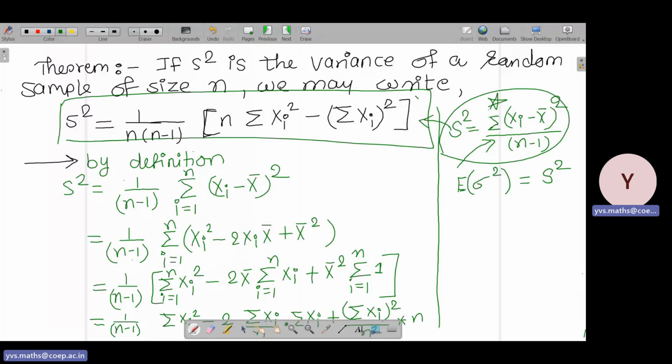I hope this last term is clear to all of you. What the last term says is that x bar we can write as summation xi by n, the other term as it is, and x bar square we can write as summation xi whole square by n square into summation 1 from 1 to n, which gives n. So this is how the last term goes. Let me complete the bracket. Now we will multiply and divide by n in the last step.